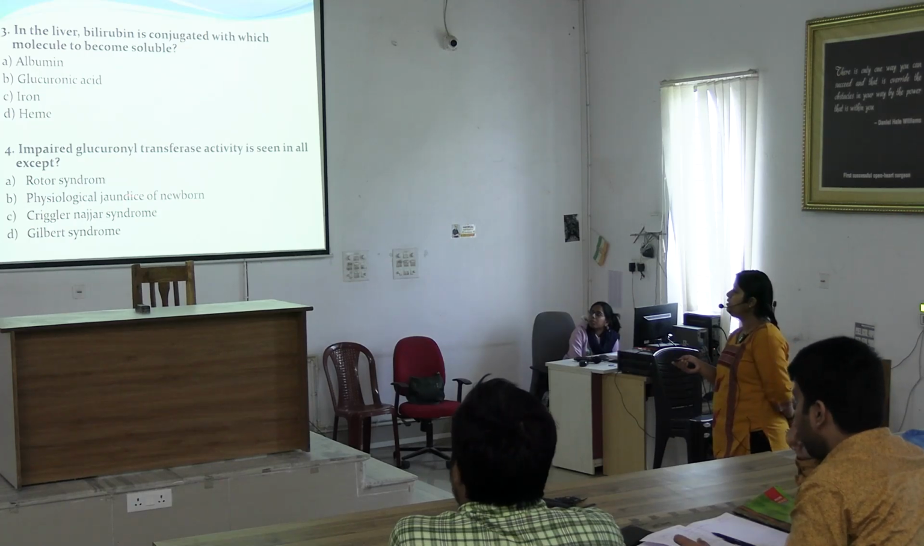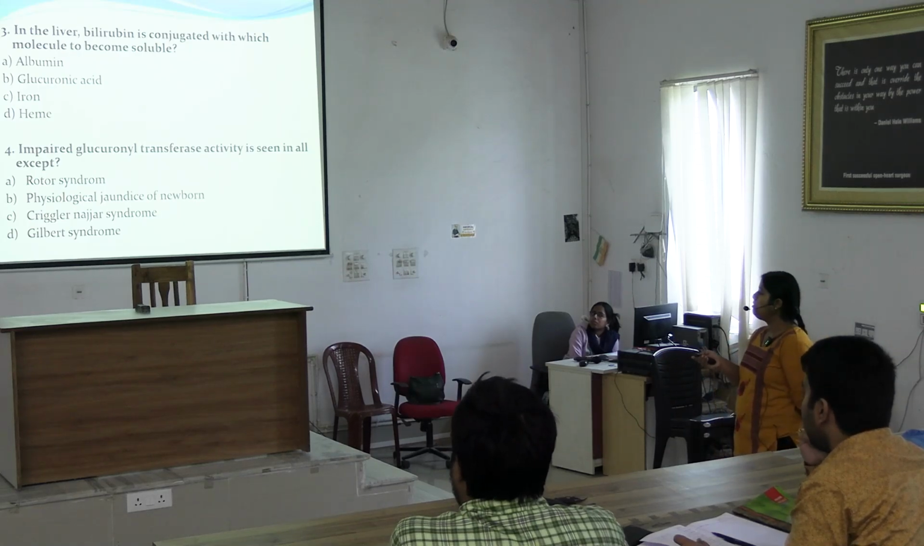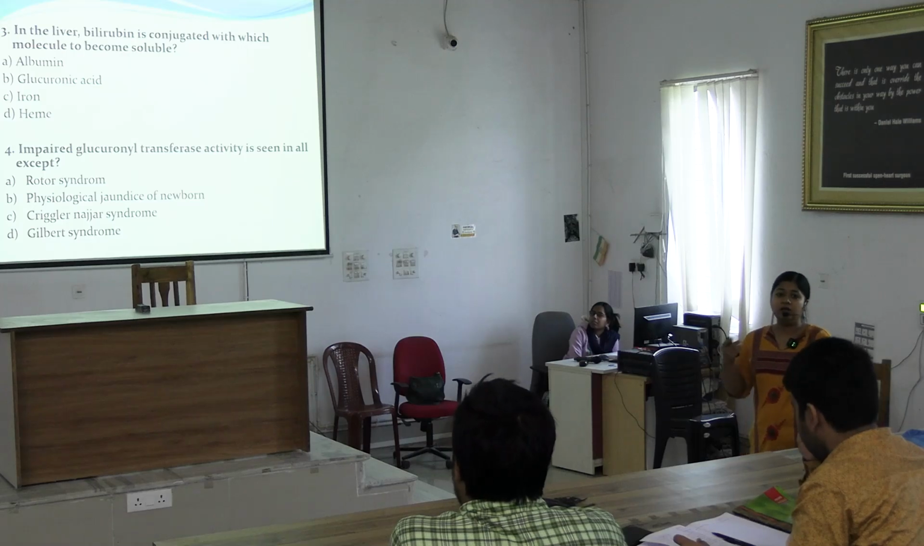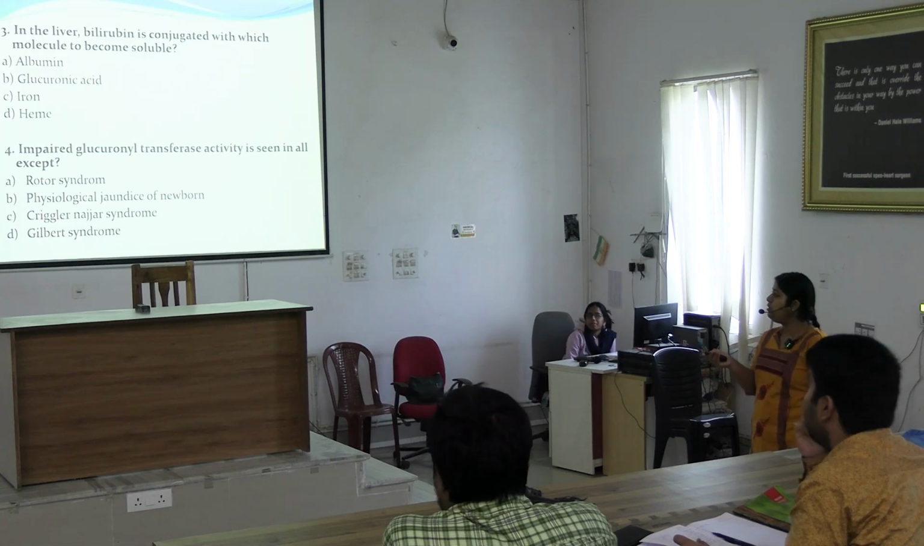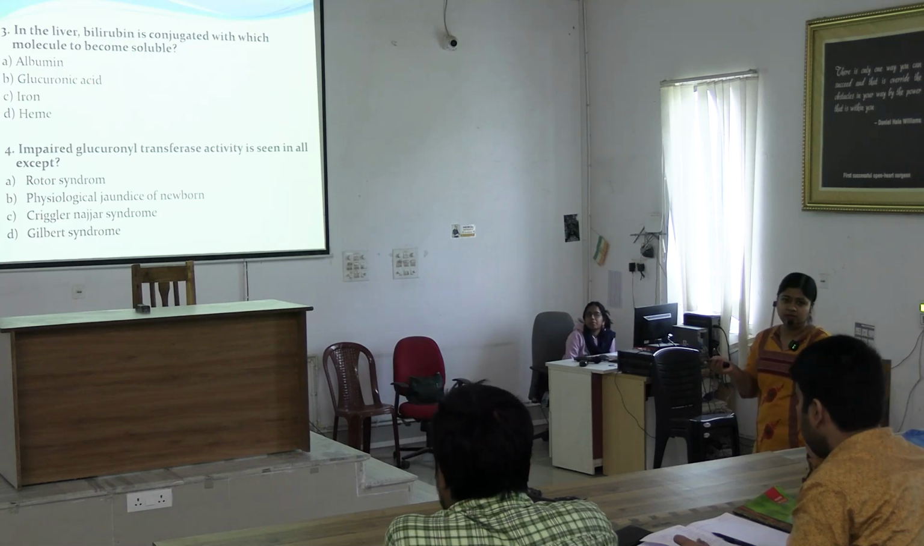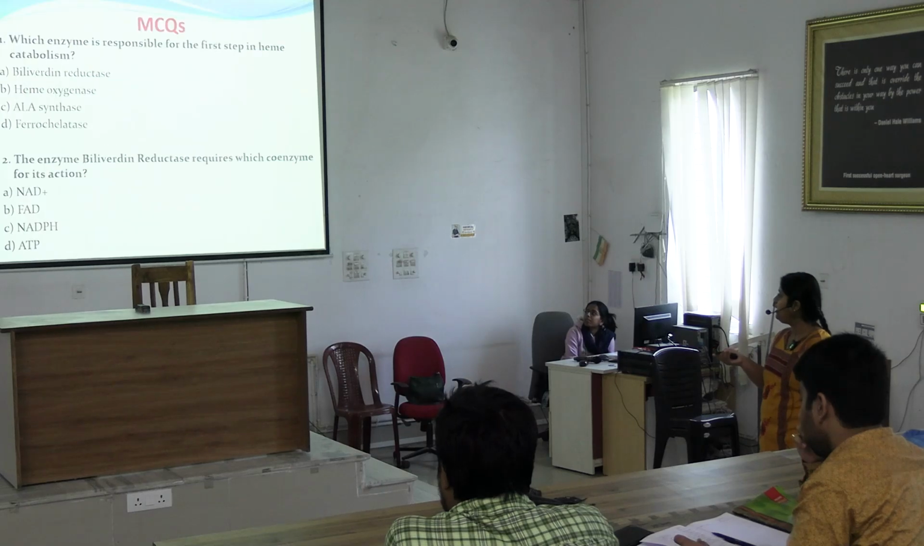Impaired glucuronyl transferase activity is seen in all except: Rotor syndrome, physiological jaundice, Crigler-Najjar, Gilbert. In physiological jaundice also there is impaired conjugation because of the immature hepatocytes in newborns. In Rotor syndrome, it is because of the uptake defect. So the answer is Rotor, because it is due to uptake defect.